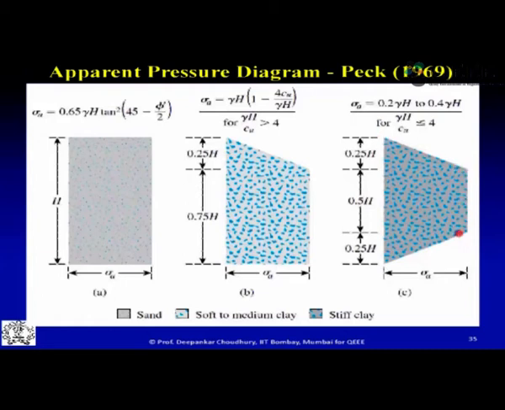It will have this kind of trapezoidal distribution with 0.25 H up to this distance, then 0.5 H and again 0.25 H, with a maximum intensity of sigma A apparent, which varies between 0.2 times gamma H and 0.4 times gamma H. Whereas if it is a soft to medium clay, which is observed or calculated based on the gamma H by Cu value greater than 4, in that case the distribution is 0.25 H up to this depth, then it remains constant up to 0.75 H, and that intensity of apparent earth pressure is calculated as gamma H times 1 minus 4 Cu by gamma H.